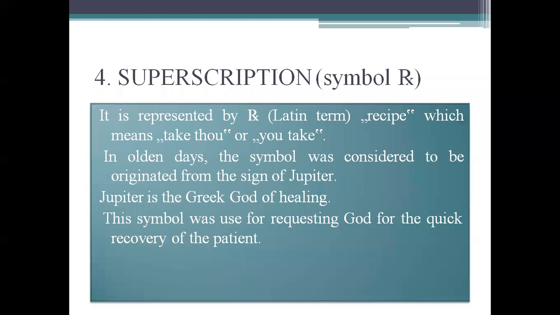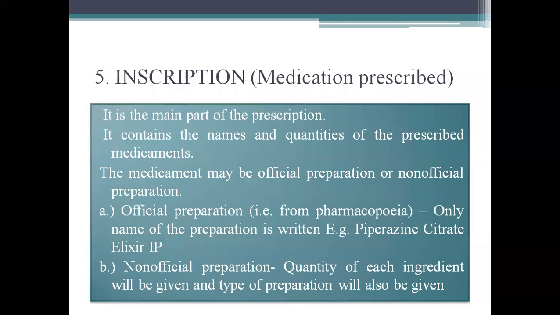Okay, then we have fourth part of prescription, superscription, which is denoted by the symbol Rx, which means take thou, receive, you take. Okay, and this symbol is considered as the sign of Jupiter, which means Jupiter is a Greek god of healing, and it is a prayer requesting to the god for quick recovery of the patient. Okay, and next inscription, it is the main part of the prescription, and it contains the name and quantities of the prescribed medicaments, and in that official preparations and non-official preparations also we have explained.